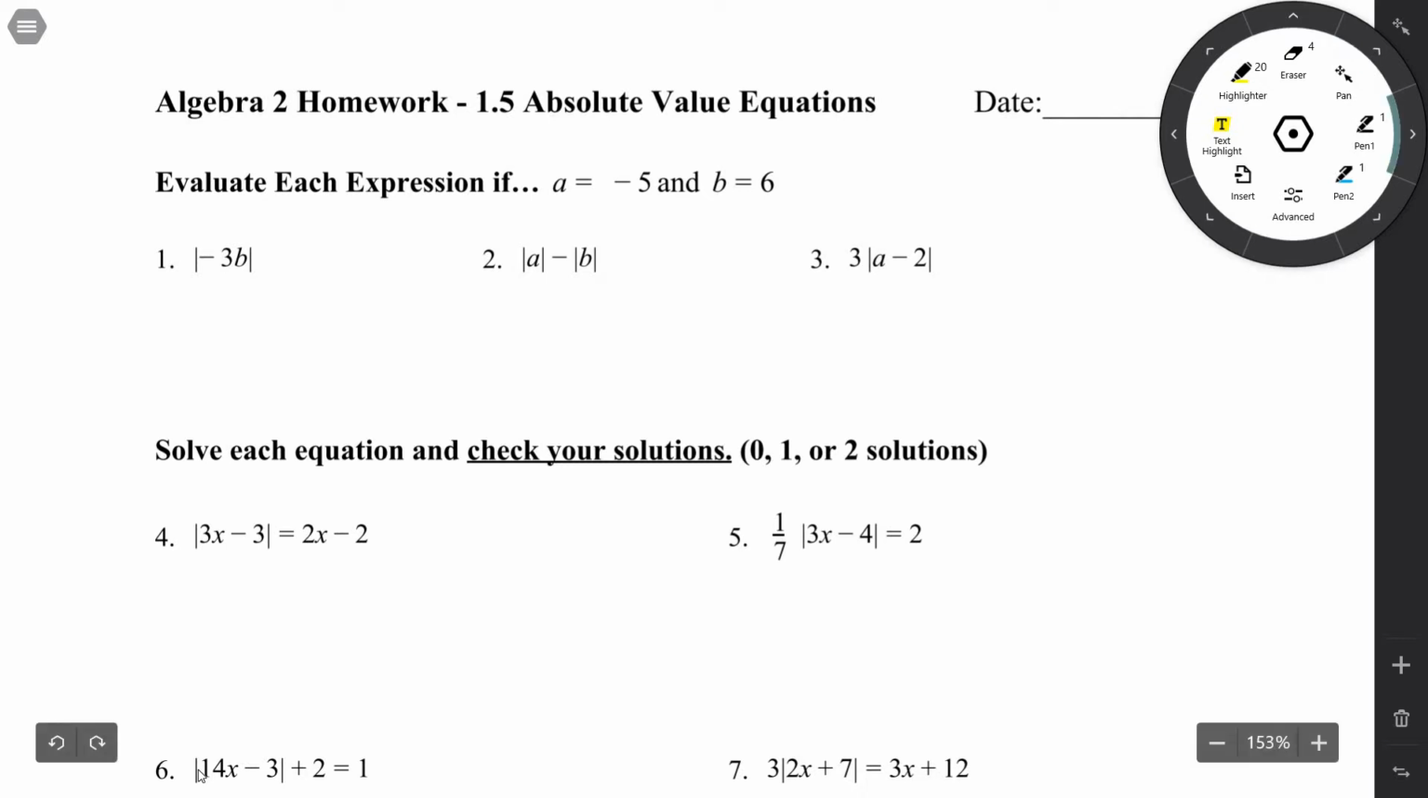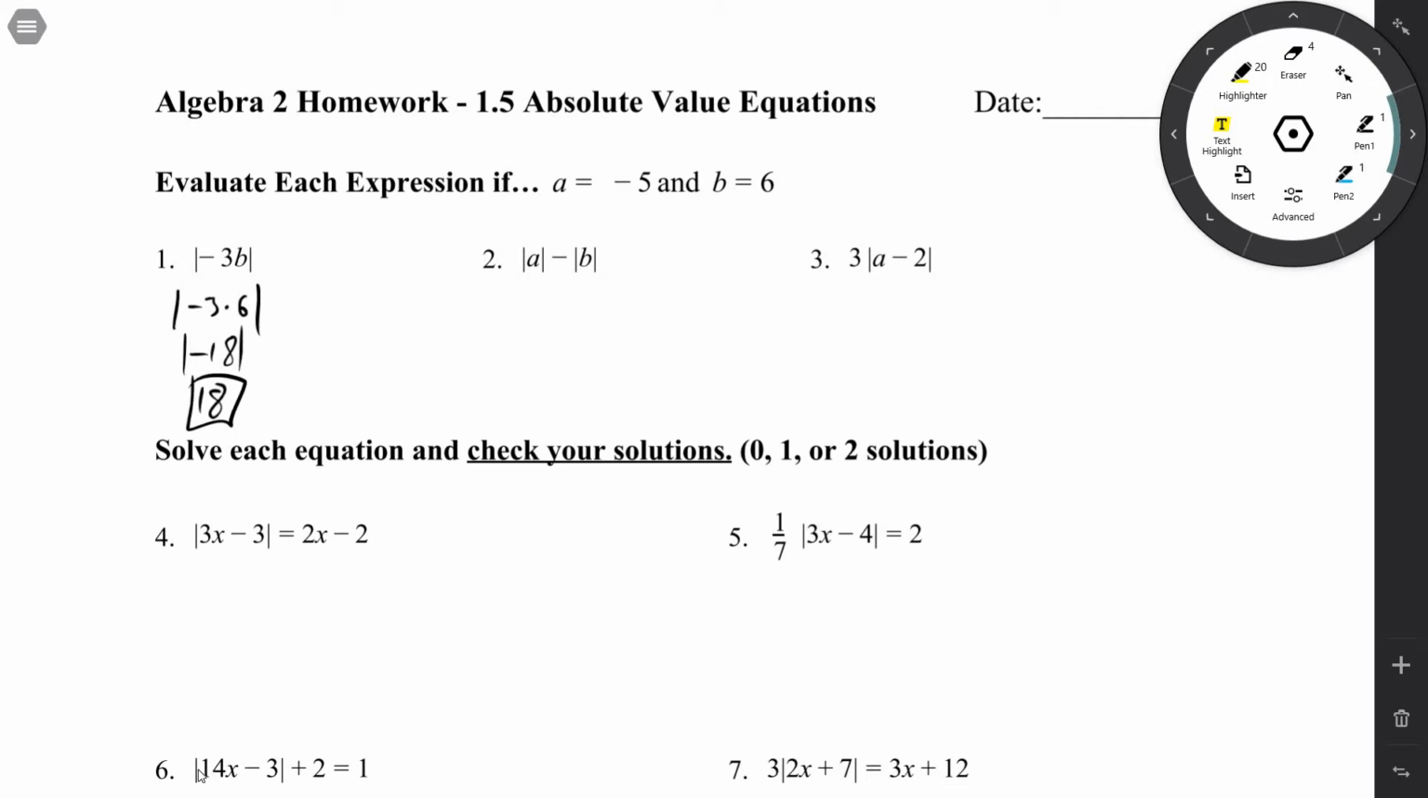We'll jump into it. Evaluate each expression if a equals -5 and b equals 6. So the absolute value of -3b would be -3 times the value of b, which is 6. -3 times 6 is -18, and the absolute value would just be 18. That's what we're looking for there.